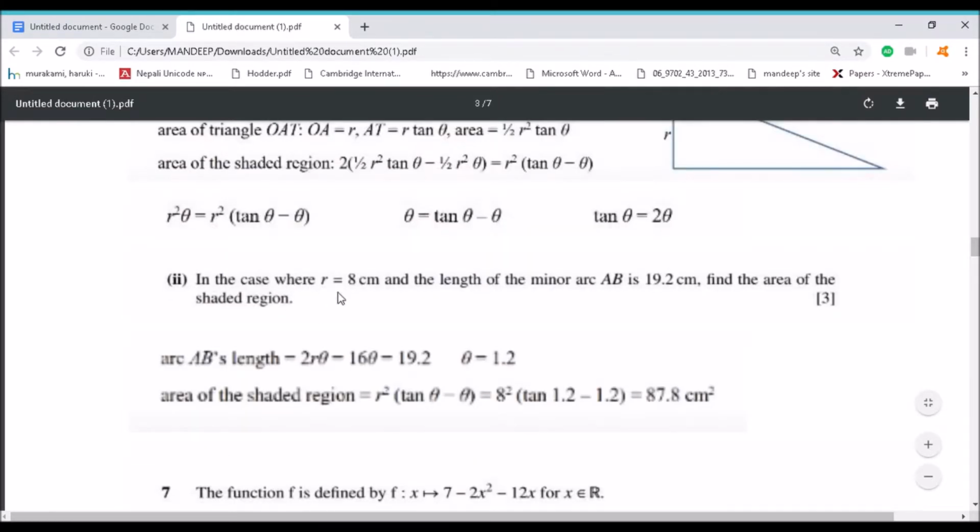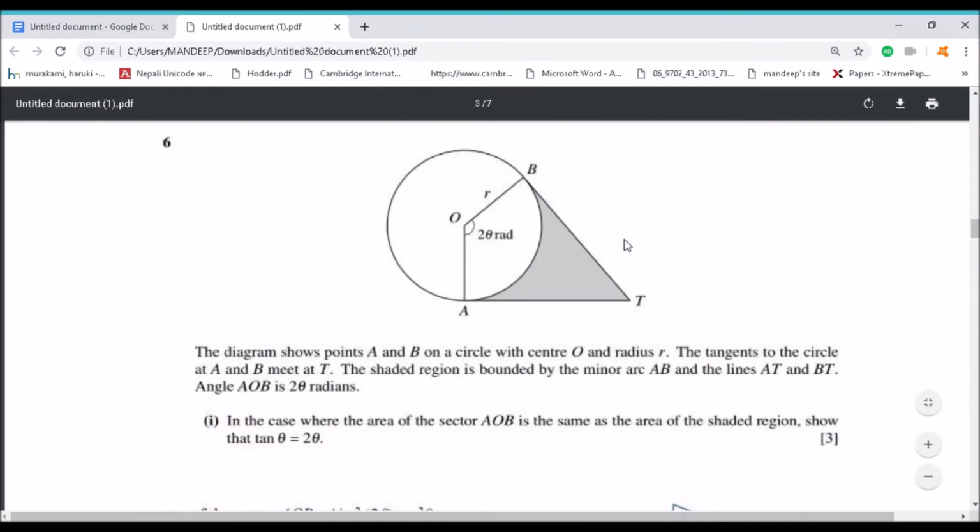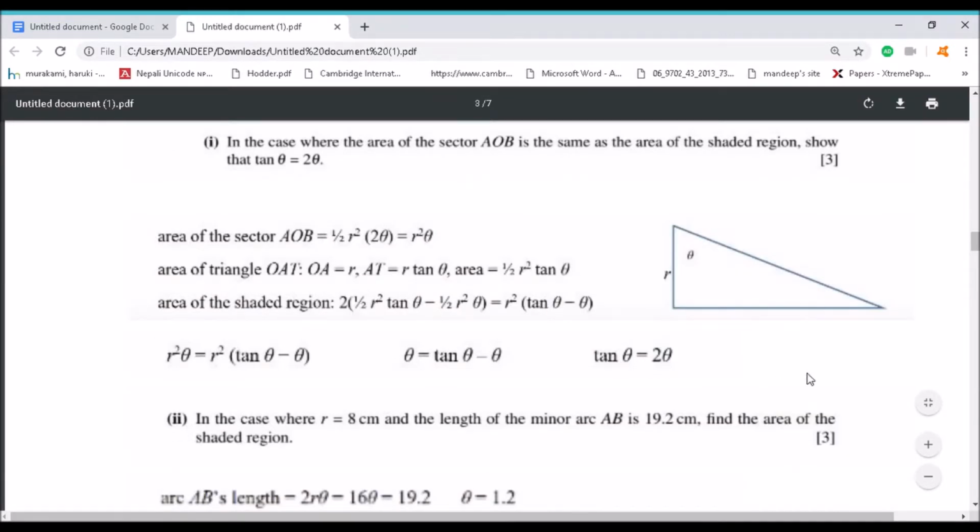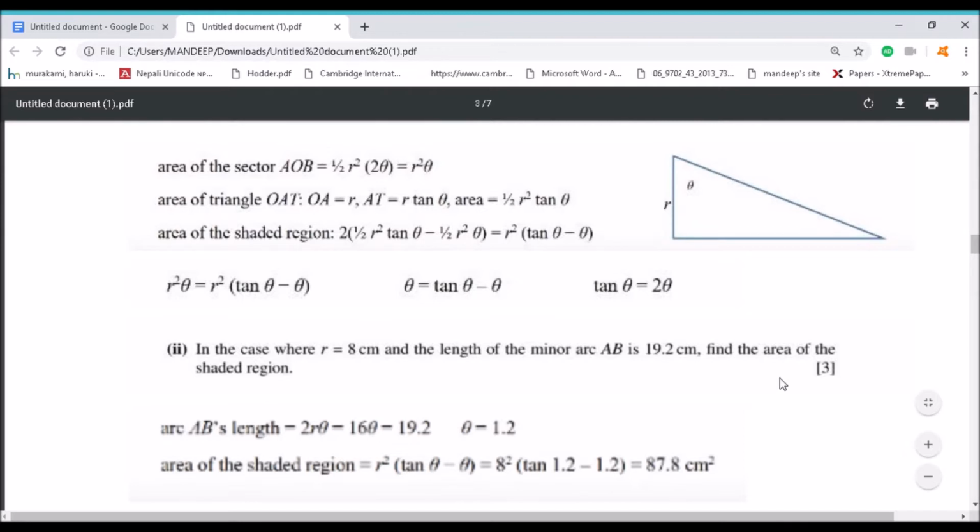In the case where r equals 8 centimeters and the length of the minor arc AB is 19.2 centimeters, find the area of the shaded region. So the minor arc AB is 19.2 centimeters, and r equals 8.